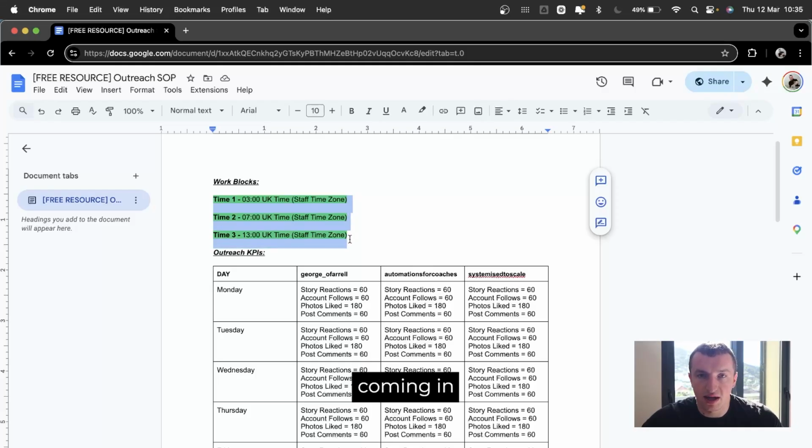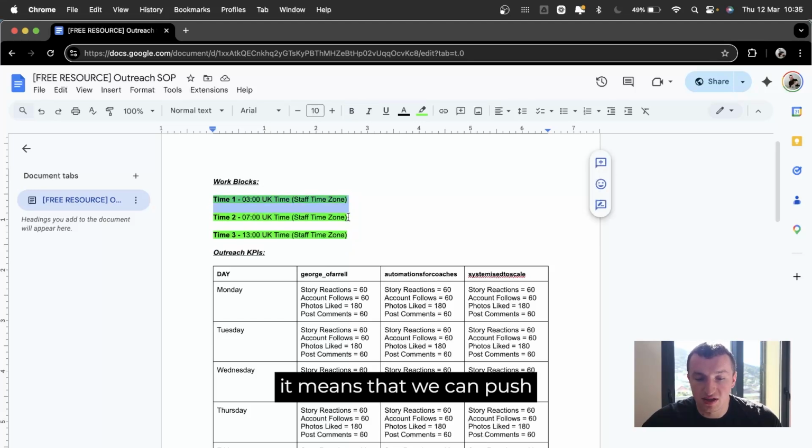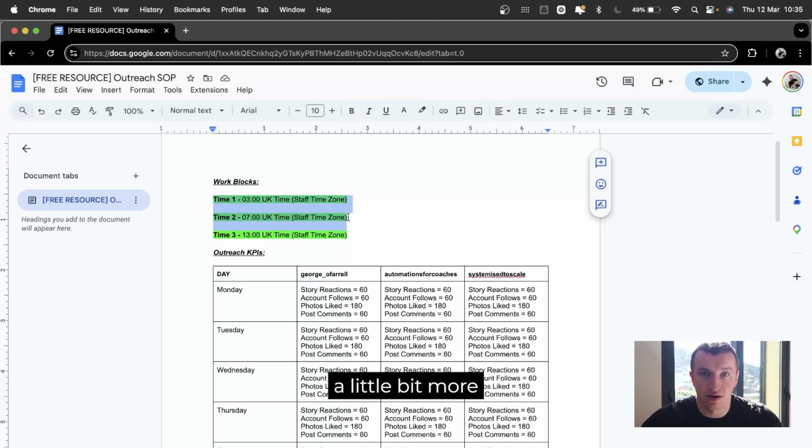So instead of us coming in and just sending hundreds of messages and thousands of follows in one go, if we break this up into different blocks, it means that we can push the daily limit a little bit more and push more volume. And with more volume, as long as the volume's done right, we have a higher probability of having success than if we did less volume. A lot of the time, this is a numbers game. I'm not just saying coming in here and spamming loads. I'll show you the way that we do it.